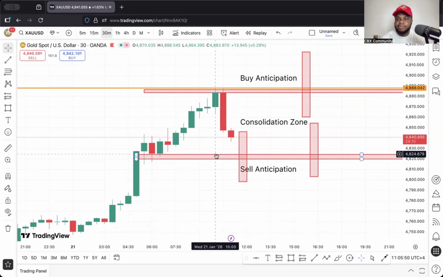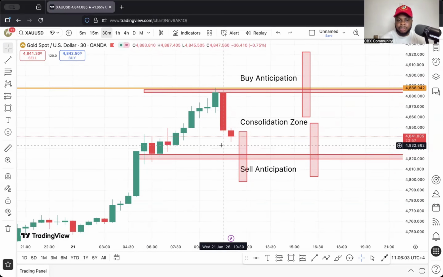So it's very important for you to know what you're anticipating the market to give to you before you are able to take a position. So we don't need to do anything as of now. Let's just be patient until we are able to identify a structure before we decide to take a position.